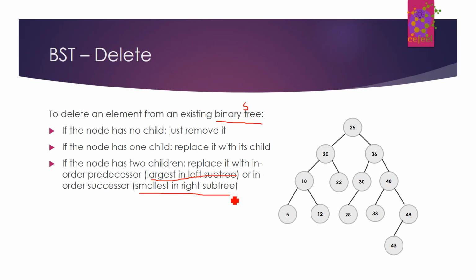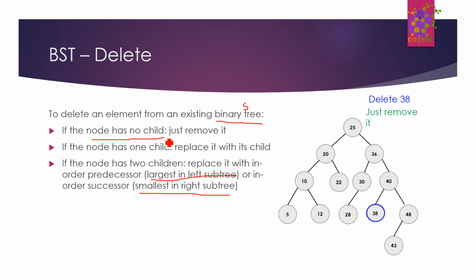Now let's see this with an example. Let's see the first example, where the node has no child. Let's delete 38. Notice 38 here actually has no children, so it's pretty simple to delete. We just remove it, that's all. The binary tree is not affected, so we just remove it.